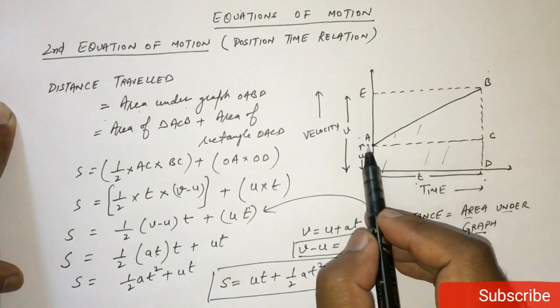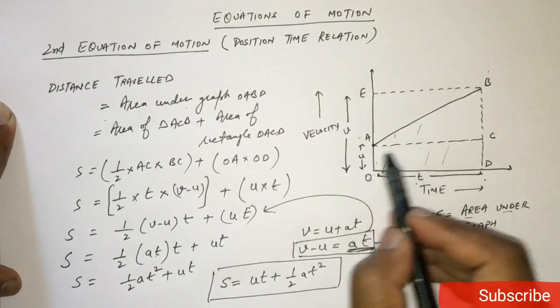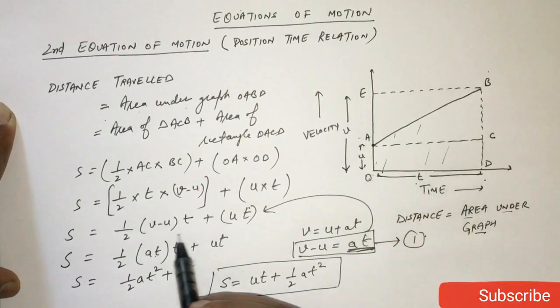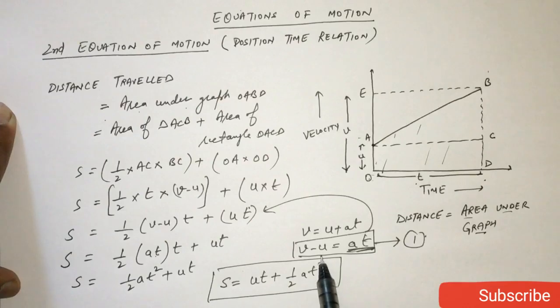Fine. So it becomes the area of this triangle and the area of this rectangle. Apply the formulas and put the values. From the first equation we have V minus U is equal to AT. Put the value. So S, the distance, becomes UT plus half AT square.